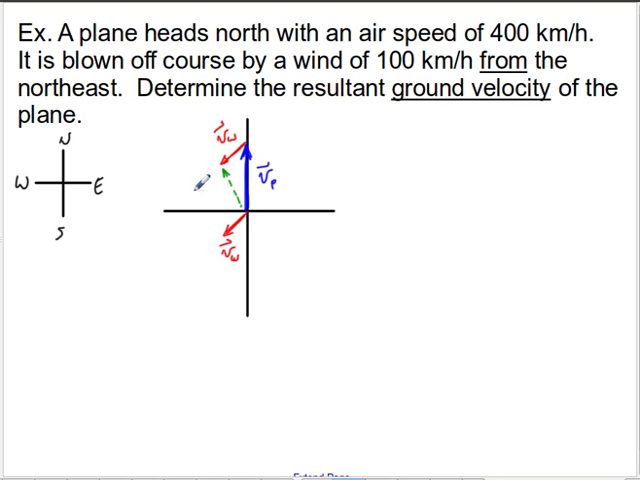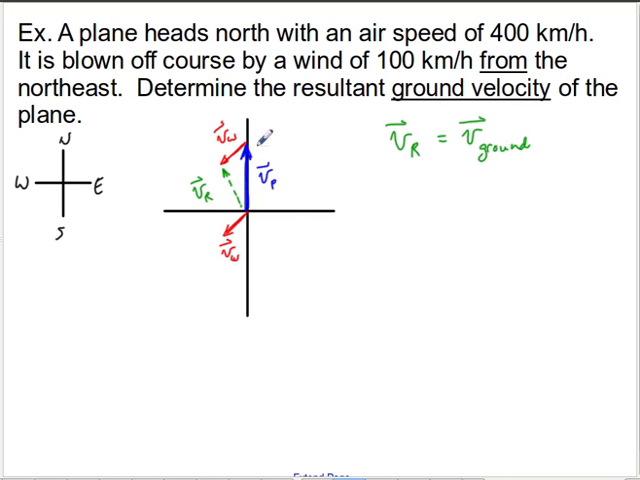And so that's going to be my resultant vector. In this case, my resultant vector is also referred to as the ground velocity. So the resultant vector is the same as the ground velocity. Whether you use VR or VG is up to you. I started with VR, so I'll stick with that for now.